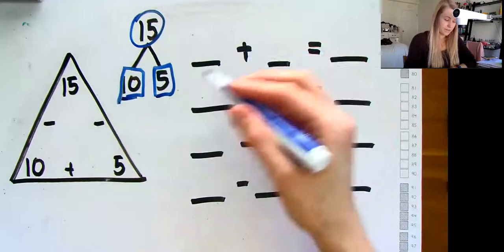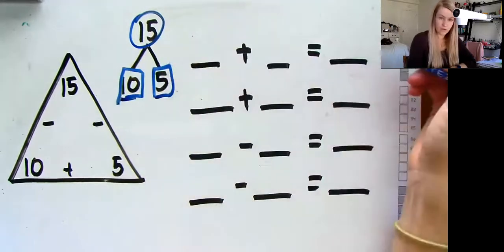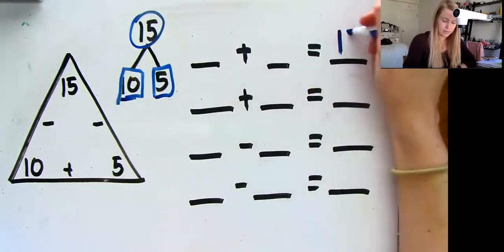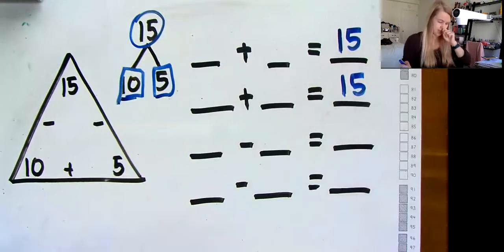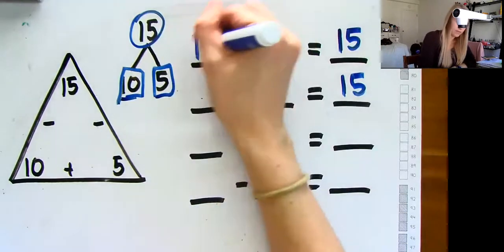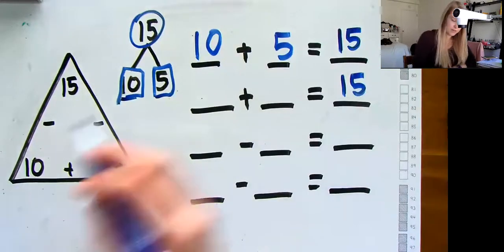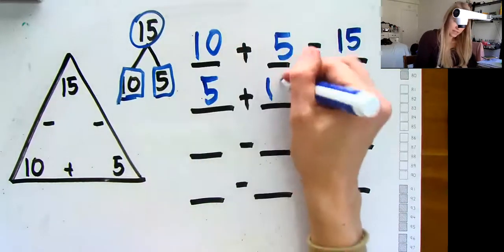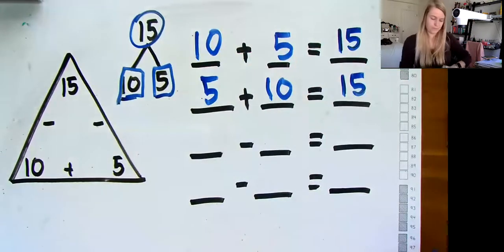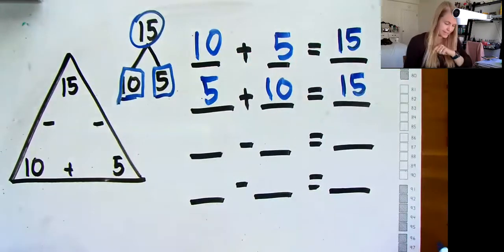So I know that my parts are always going to equal my whole, so I can actually go ahead and put my biggest number over here first. And then I know that I have 10 plus 5 will equal 15. And then I just have my switch partners, 5 plus 10 equals 15. Okay, easy part's done.